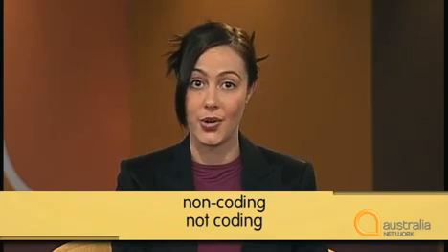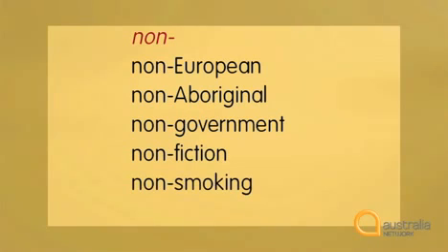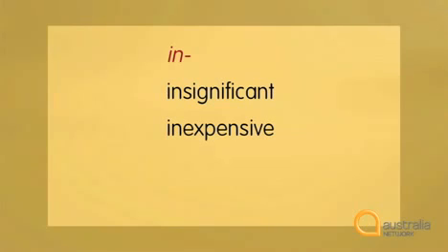Non-coding means not coding. Notice that we use a hyphen with the non prefix. Non usually forms adjectives. It means not in the group of. So we have non-European, non-Aboriginal, or non-government. Non can also just mean not, giving a negative sense to a word. Non-fiction, non-smoking, and non-stick. The prefix in is used with adjectives as well to make opposites. It forms words like insignificant, not significant, inexpensive, not expensive, intolerant, not tolerant.